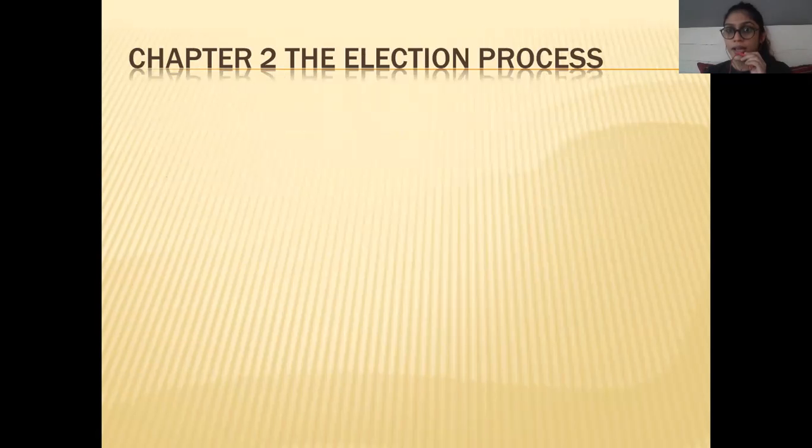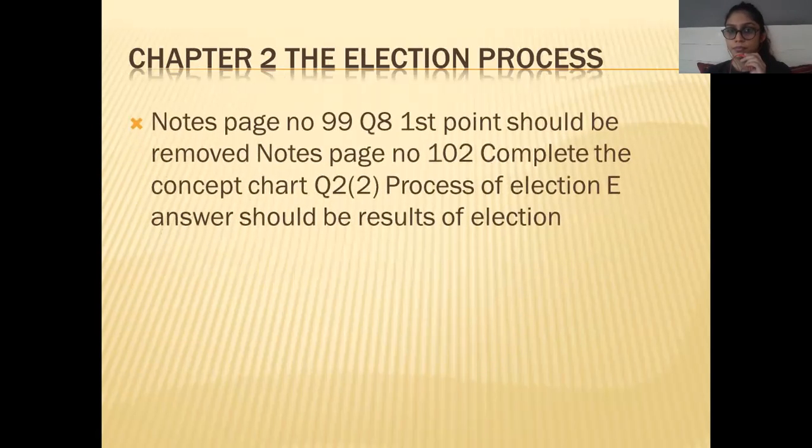Chapter number 2, the election process. Notes on page number 99. उसमें जो question number 8 है, the first point should be removed. Okay. Page number 99, question number 8 का जो first point है, उसको completely strike off कर दो.